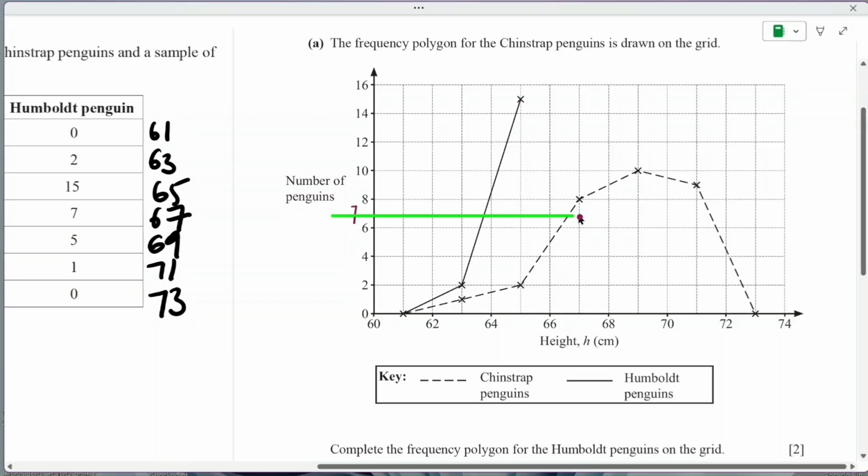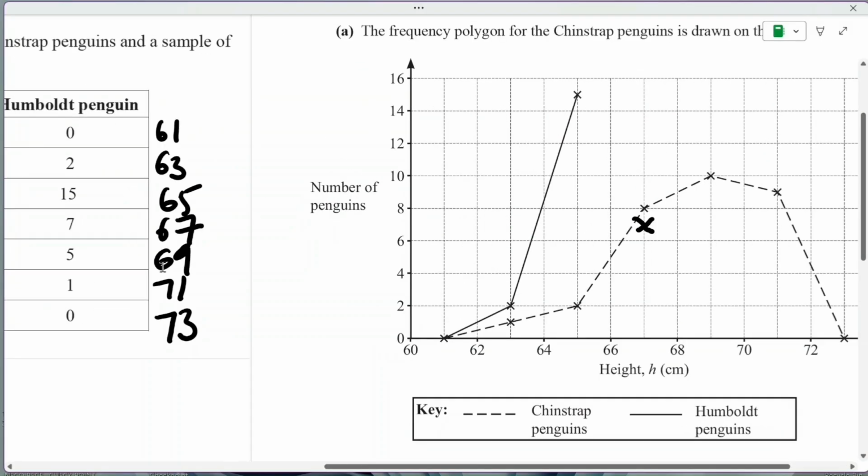So 7 is in between. You make your mark here. Next is 69. For 69, you have 5 Humboldt penguins. That's 69. In between 68 and 70, you have 69. You have 5 of them.